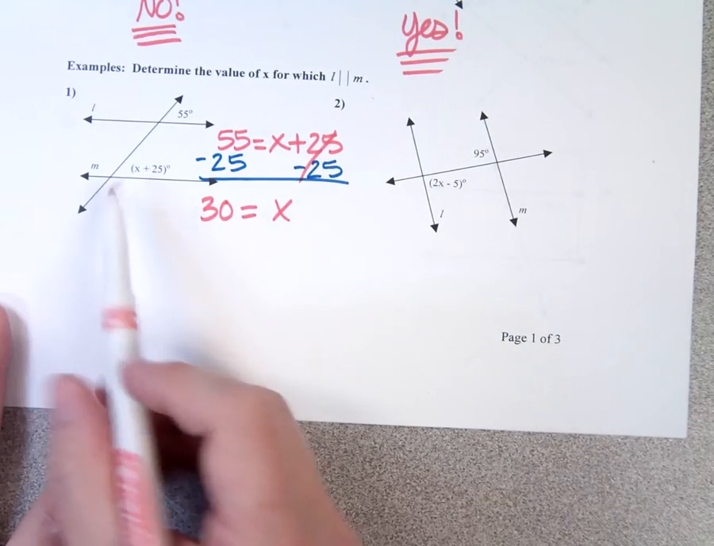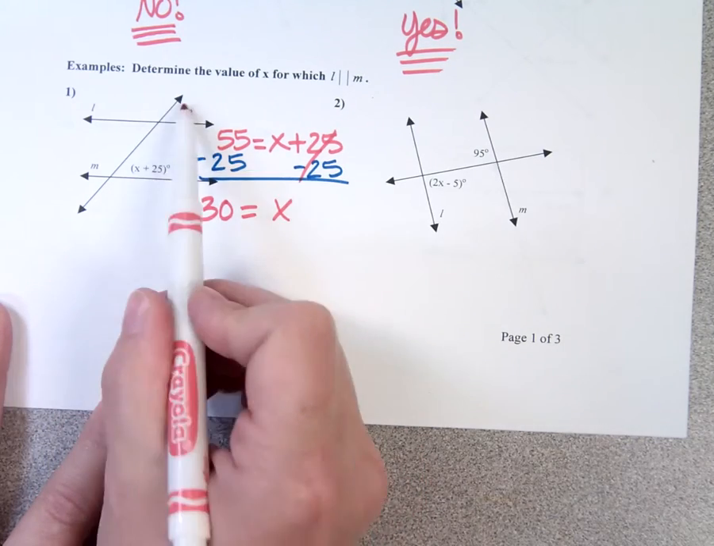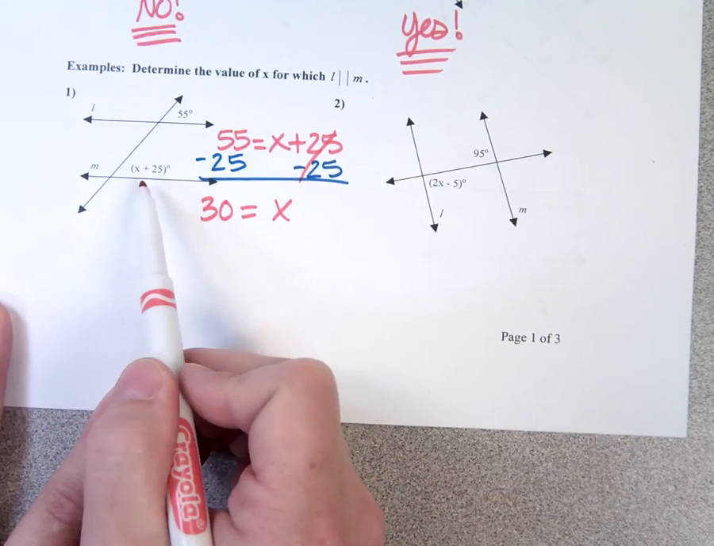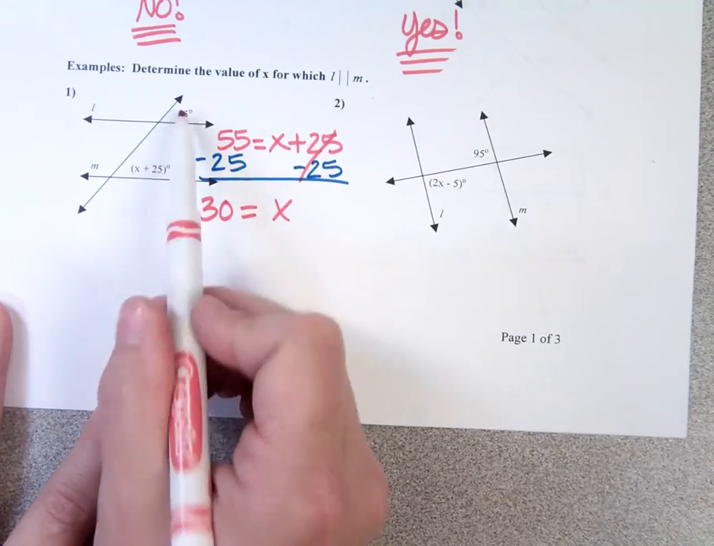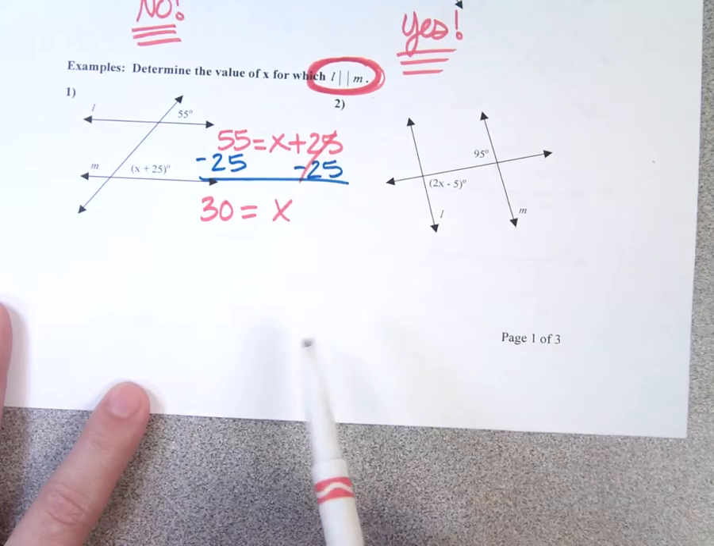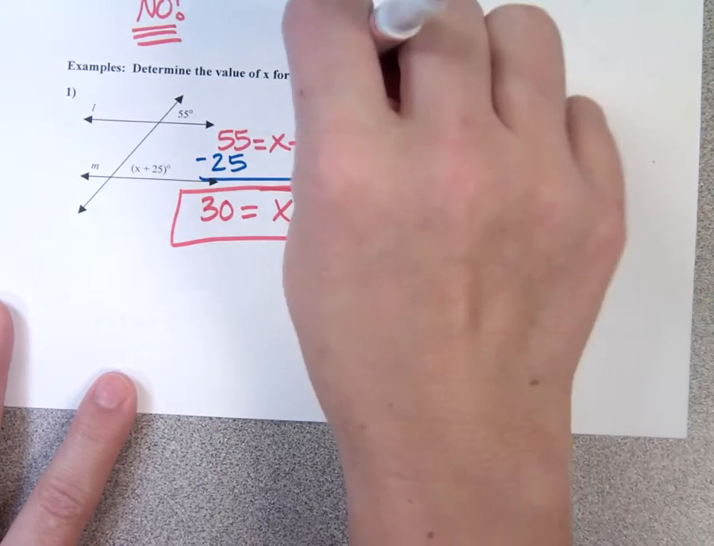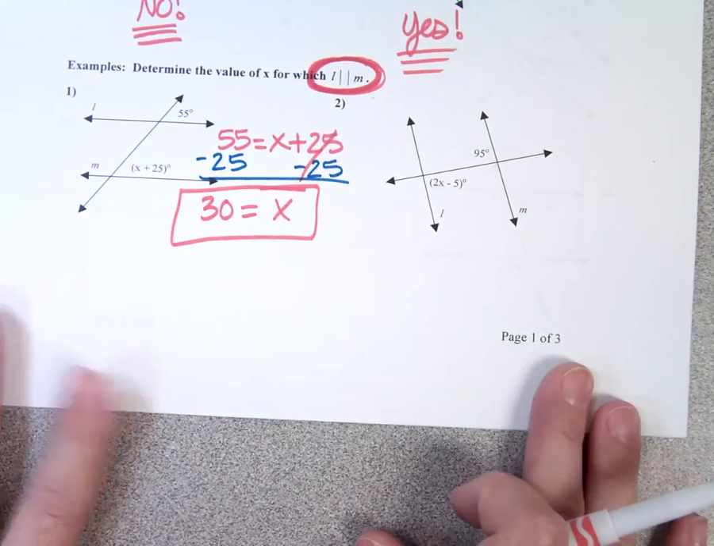And if x is 30, then this would be 55 degrees. This would be 55 degrees. I'd have corresponding angles being congruent. And if the corresponding angles are congruent, then I know that line L is parallel to line M. So that's what I need. I need x to be 30 in order for those lines to be parallel.